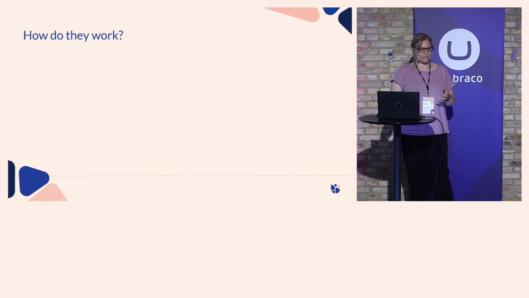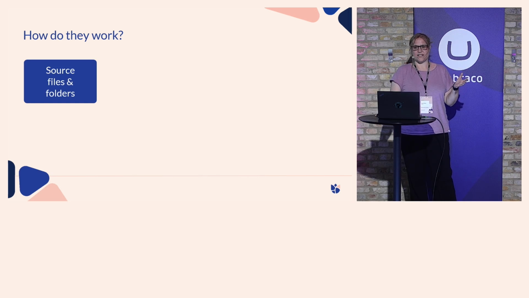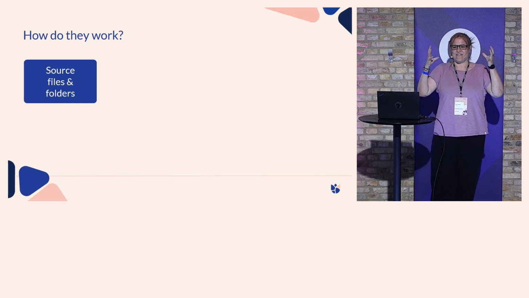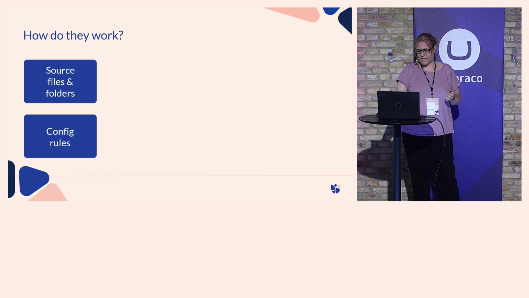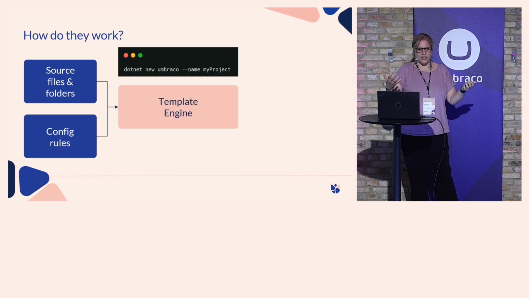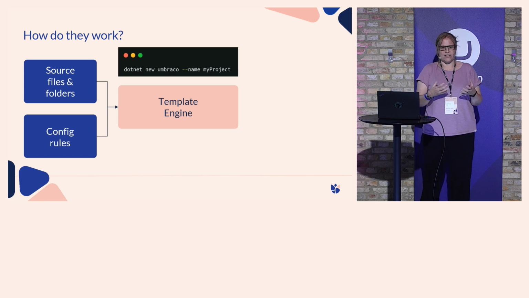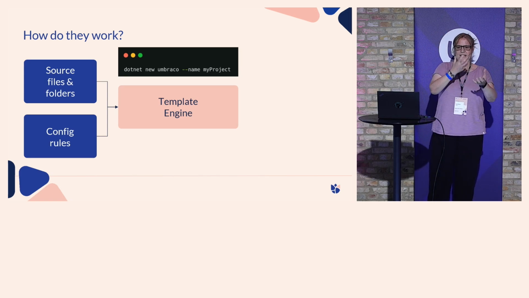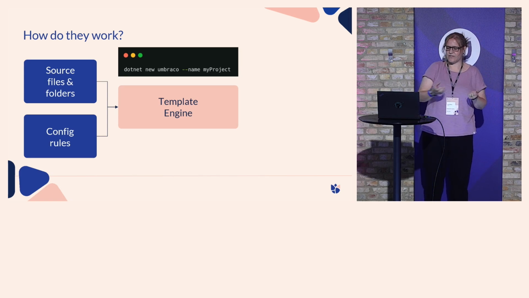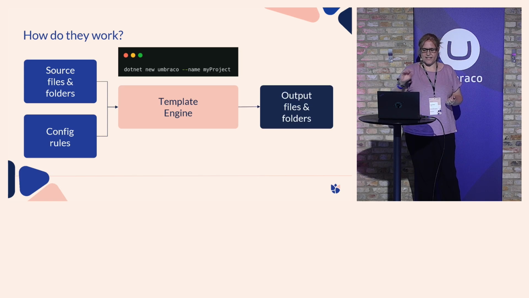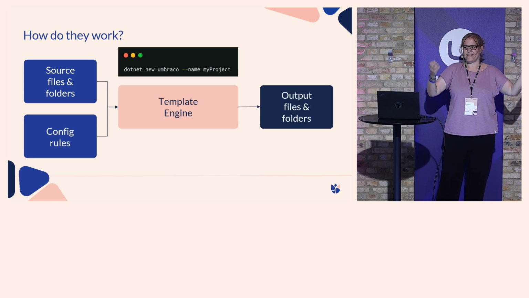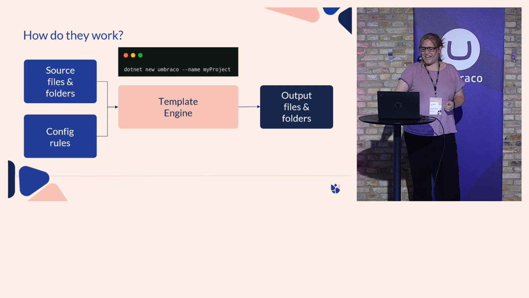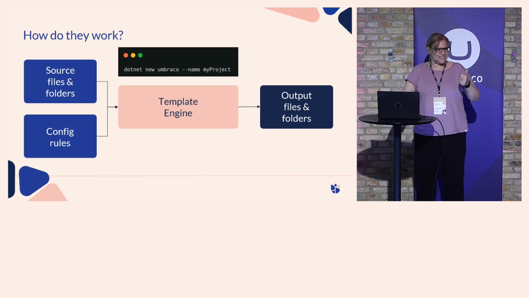So how do they work? Spoiler, it's actually quite simple. You have a set of source files and folders, and then some configuration rules, and then when you do .NET new, a template engine runs that takes the source files and folders, does some manipulation of those according to the rules that you define, and spits out the output files and folders. So we're going from files and folders to files and folders. Lucy, you still with me? Good. Great.